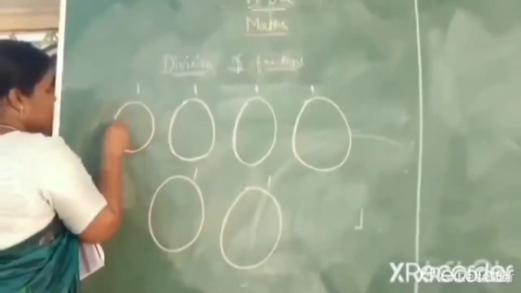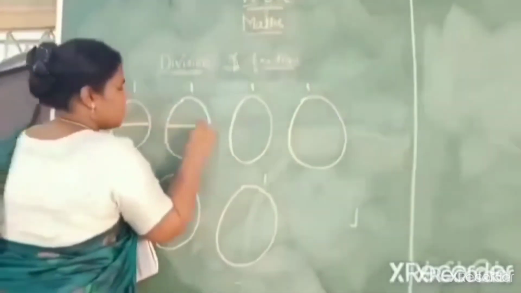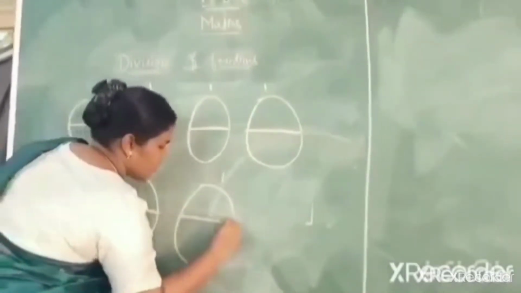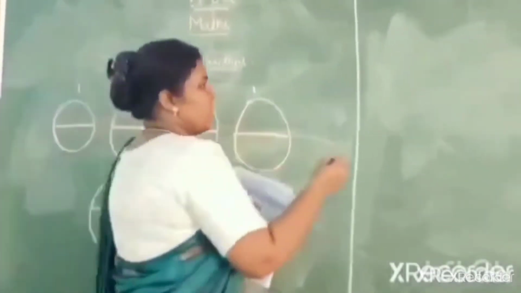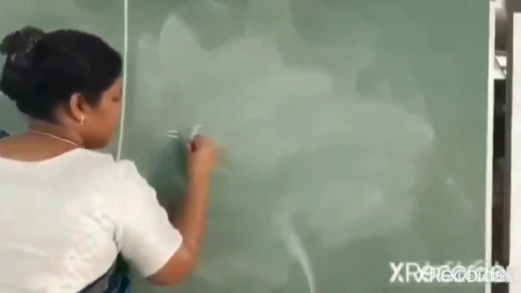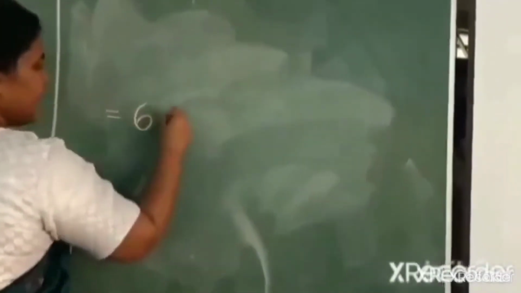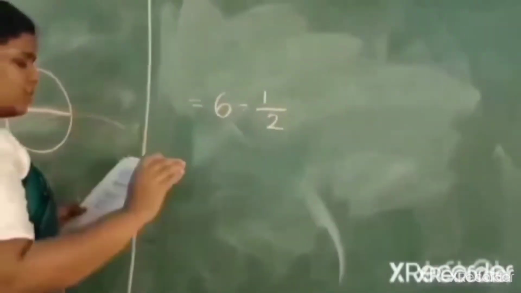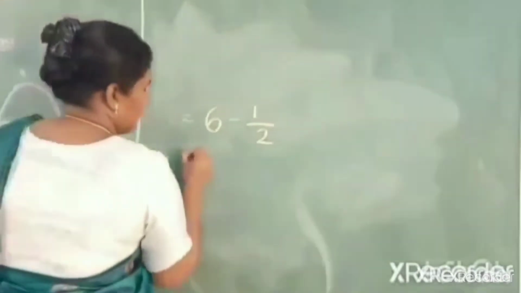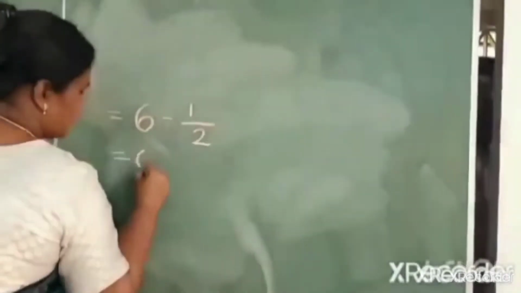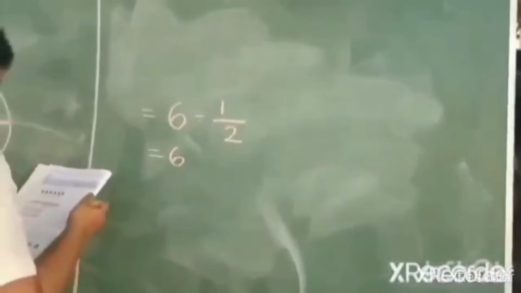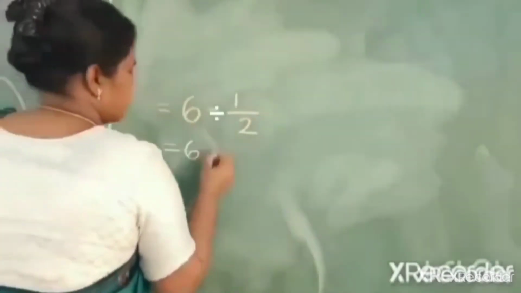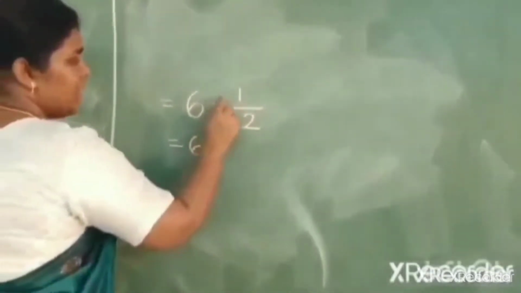So this 1 liter is divided into halves. We have 6 liters of water and divide by 1 by 2, because we are distributing half a liter to each student. Okay. So 6 divided by half.